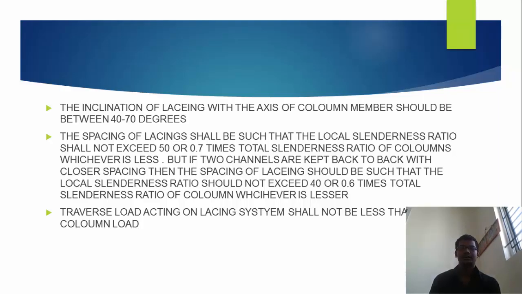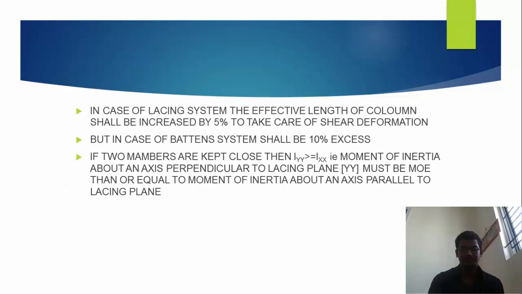Transverse load, that is the horizontal load acting on the lacing system, should not be less than 2.5% of the column load. In case of a lacing system, the effective length of the column shall be increased by 5% to take care of the shear deformation. But in case of battens, it is 10% excess.